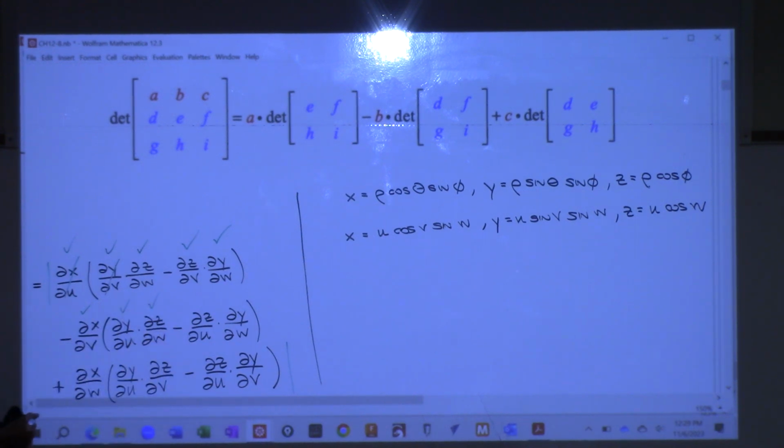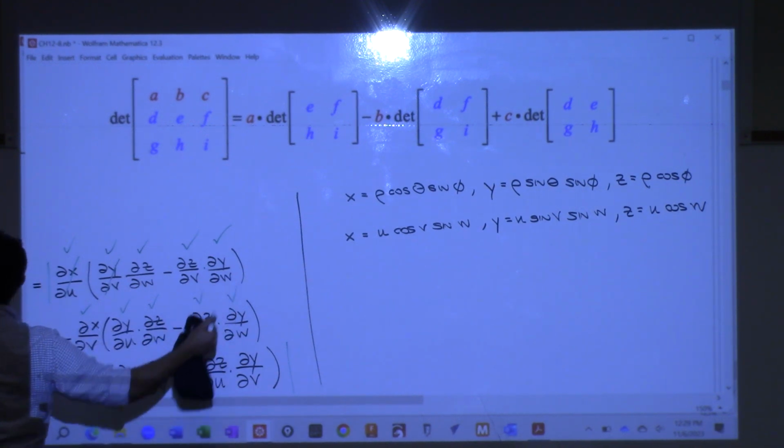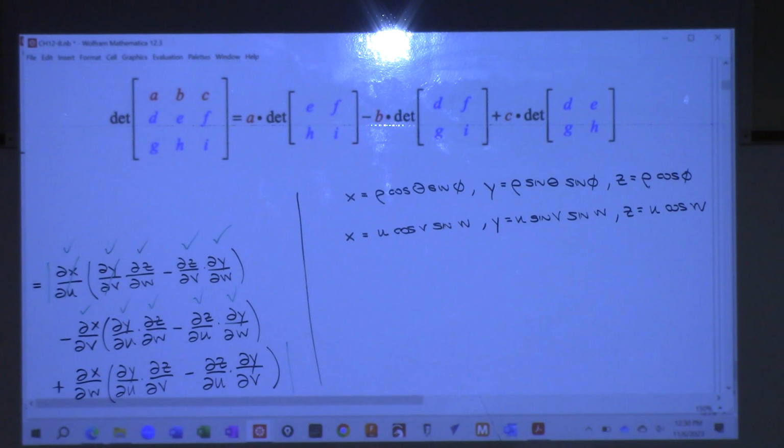And then we have minus. Is everyone cool with this one? Okay. Partial z with respect to u. Cosine w. Times partial y with respect to w. u sine v cosine w. Close parenthesis. All right. Okay, plus.